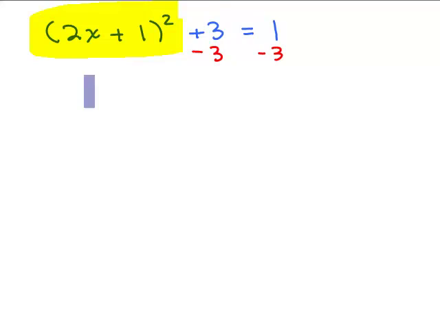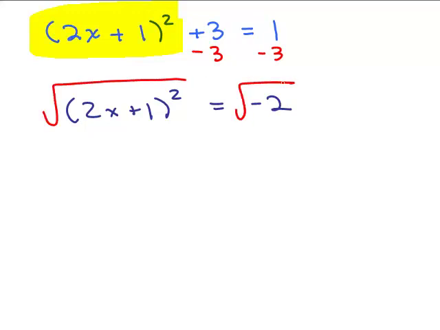So I've got (2x + 1)² = -2. And we can take the square root of both sides. When I take the square roots of both sides, remember you're going to have to put plus or minus in front of the square root of negative 2.